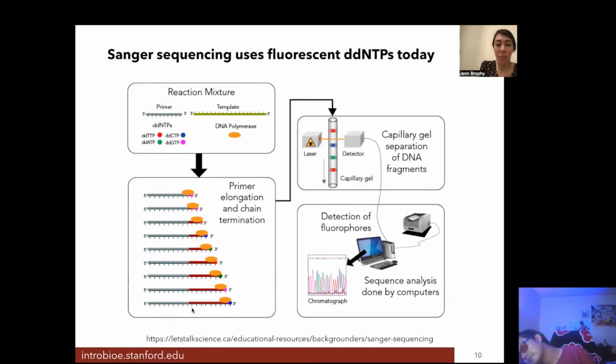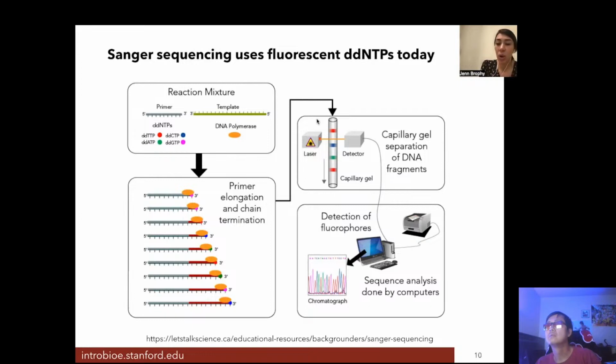And then you can take this big mixture. You don't have to do 4 different reactions. You can do them all together since each nucleotide has a different color. And you can run them through what's called a capillary gel. So now instead of having a big gel where you're able to visualize each lane, it's this very thin tube that's full of gel, and it still separates the DNA based on size. So the smallest pieces of DNA will run through the fastest.